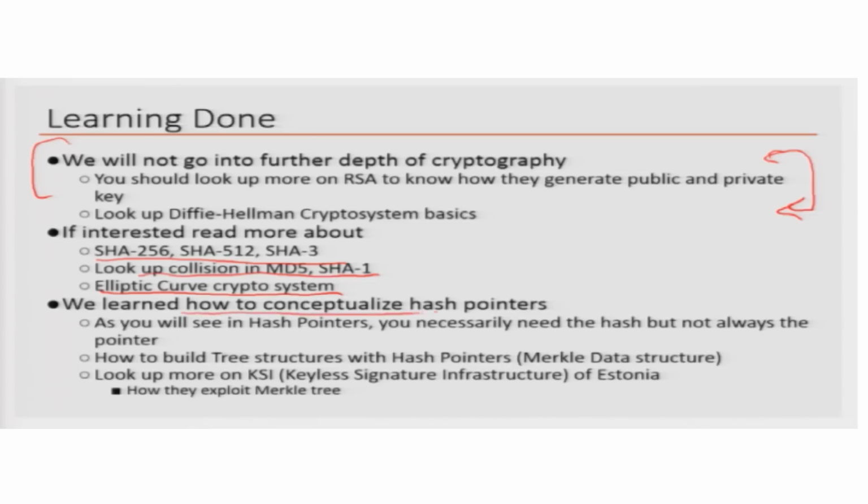We learned how to conceptualize the idea of hash pointers, and as you will see, with hash pointers you need the hash but not always the pointer. In fact, the pointer is conceptual. We saw how to build tree structures with hash pointers like the Merkle data structure, and look up more about KSI, the keyless signature infrastructure of Estonia, and how they use Merkle tree. That is a very instructive lesson. You search on KSI Estonia, you will find a lot of information. I think it is a very interesting application of hash pointers, Merkle tree, etc. that you should know about.